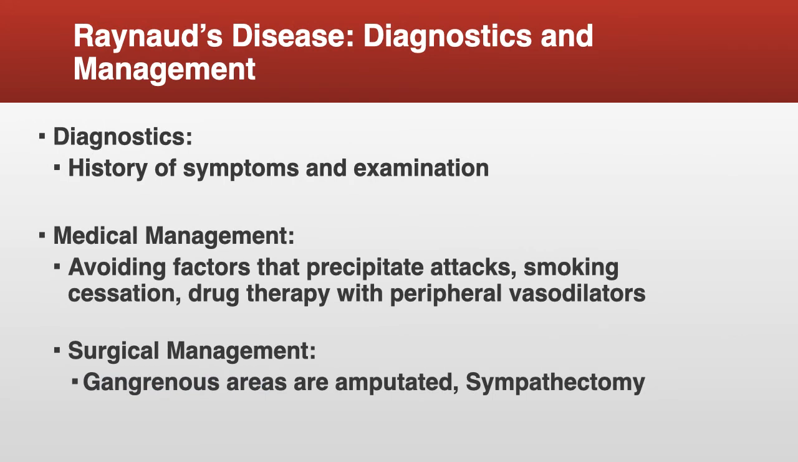Diagnostics is based on history of symptoms and examination. Our medical management consists of avoiding factors that precipitate attacks. Smoking cessation is imperative. Drug therapy with peripheral vasodilators can also aid in the management of Raynaud's. Surgical management: if ischemia occurs for a prolonged period of time, gangrenous areas may have to be amputated.